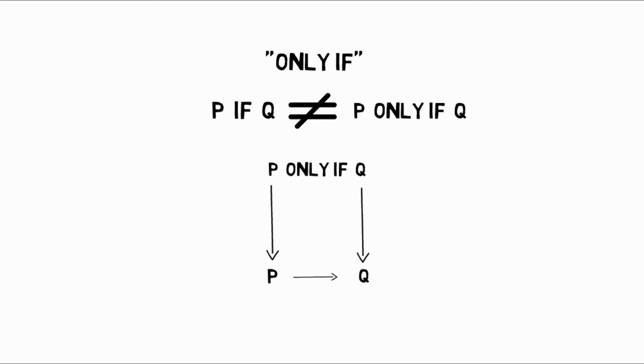And as you've probably noticed, you're absolutely right. P only if Q is logically equivalent to if P then Q. It's the same expression, it means the same thing. So when you see P only if Q, you can just take that only if and replace it with an arrow. If P then Q. And that's the quick guide.